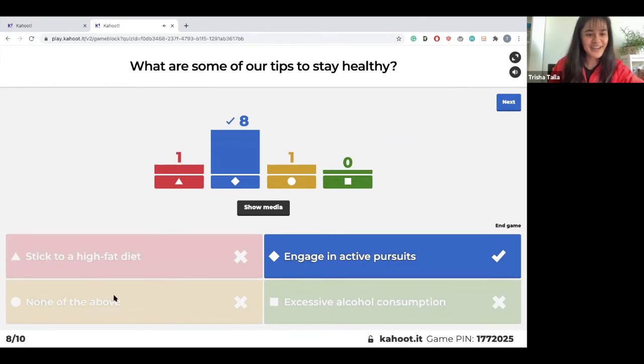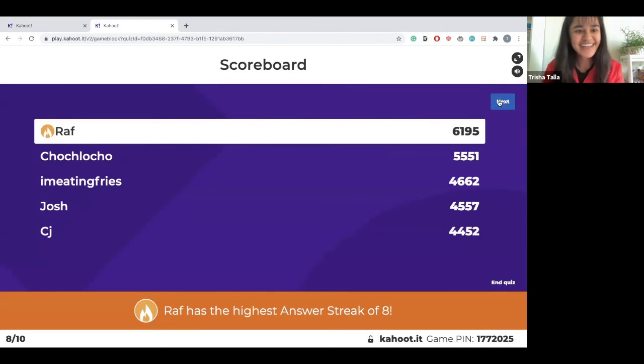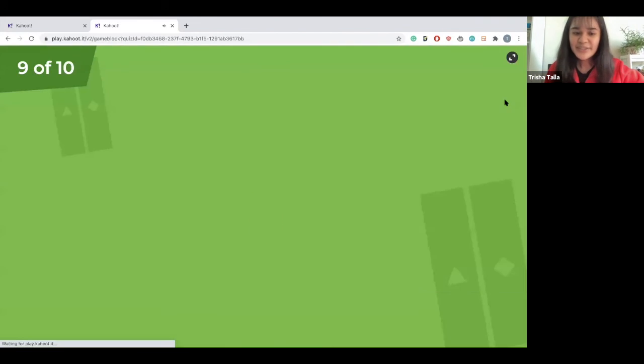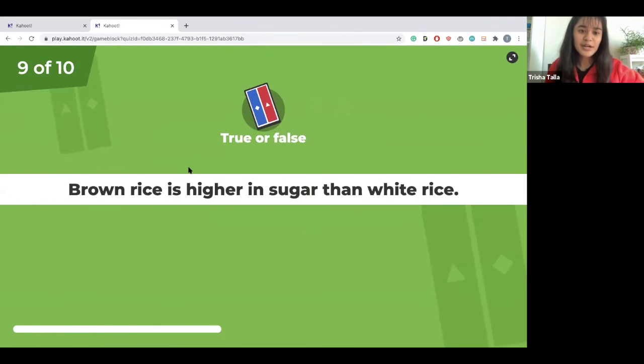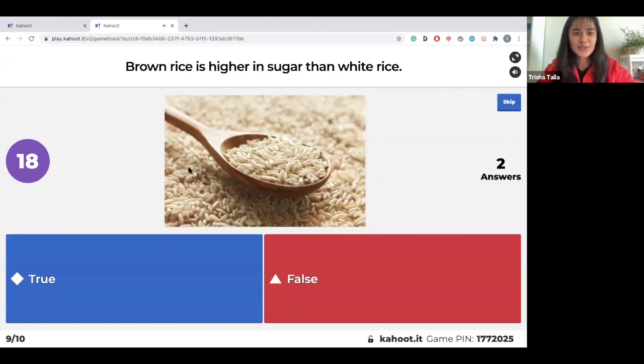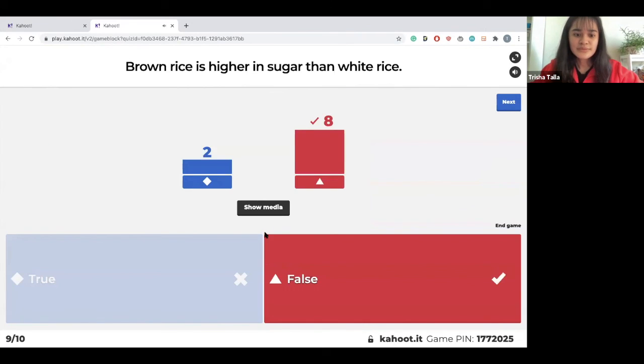Okay, yeah, if you only read the red and the green, then you would pick none of the above, but it's engage in active pursuit. Yeah, me too with the red. I feel you. I thought it was the last one. So brown rice is higher in sugar than white rice. Yeah, so brown rice is actually lower in sugar than white rice, like CJ was talking about earlier.